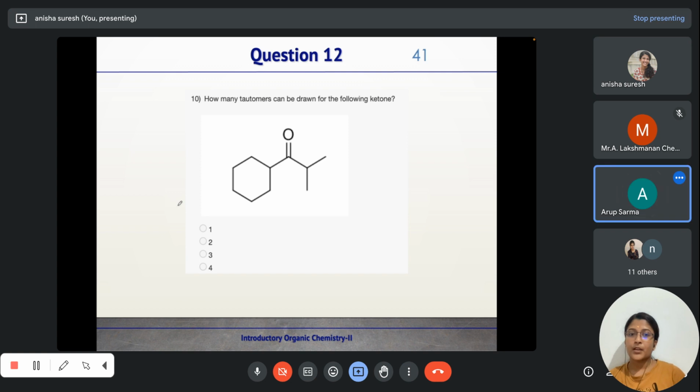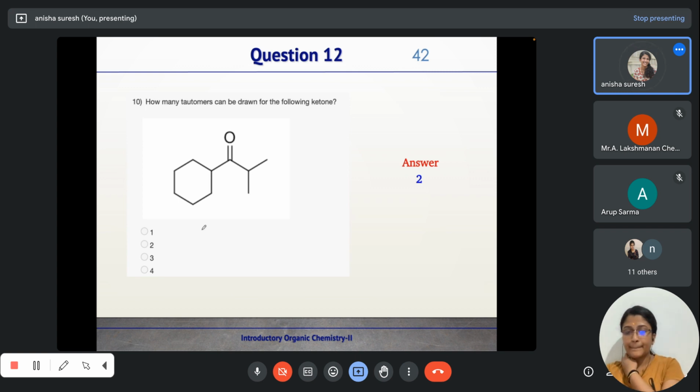Two. Like here, one alpha hydrogen is there, and here also one alpha hydrogen can be drawn. So by abstracting this alpha hydrogen, it will result in one ketoenol form, and by abstracting this alpha hydrogen, it will result in one ketoenol form. The correct option will be 2.